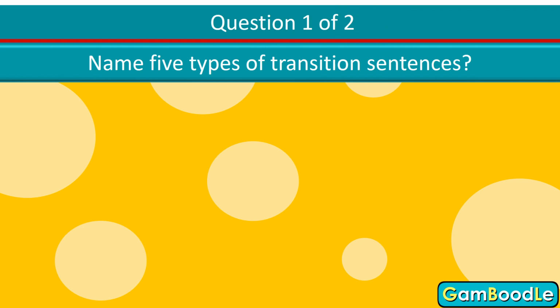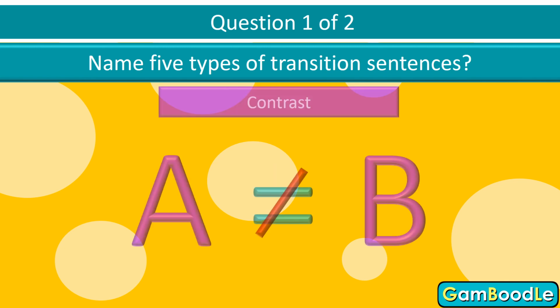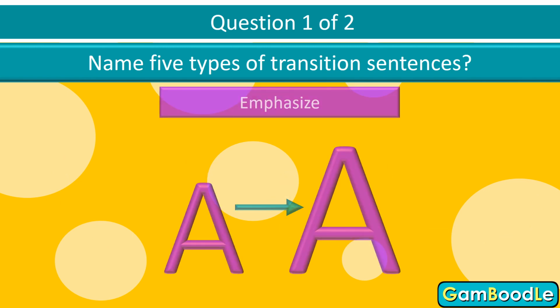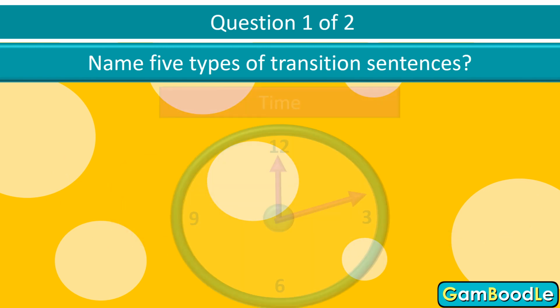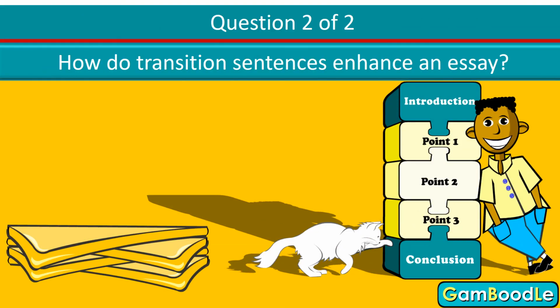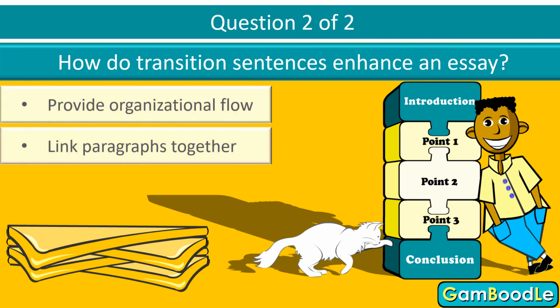Name 5 types of transition sentences. Compare, contrast, cause and effect, add, emphasize, prove, time, and conclusion. How do transition sentences enhance an essay? They provide organizational flow by linking paragraphs in a coherent and cohesive manner.